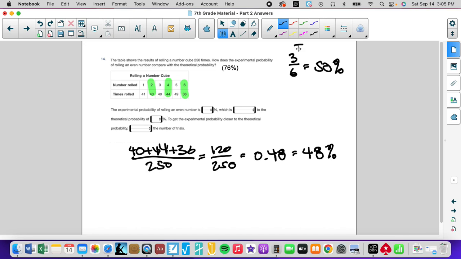This is theoretical. I don't know if this is how you spell theoretical. And this is experimental.